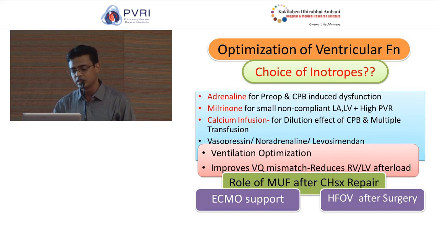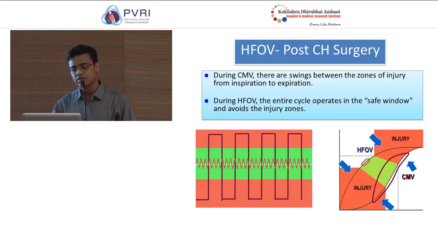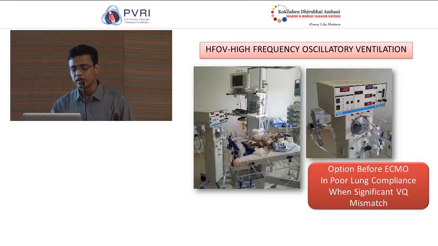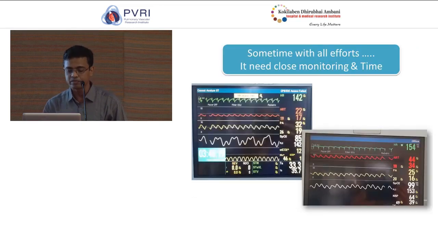But before ECMO, I think we still have the choice of starting high frequency oscillation, because in many children the PO2 and PCO2 have remained on the higher side because lung compliance was not good, and that is why the PVR remains high. It is very safe if we use it properly, and it definitely helps in many of the children we have used it in, where lung compliance is very poor and there is significant VQ mismatch.